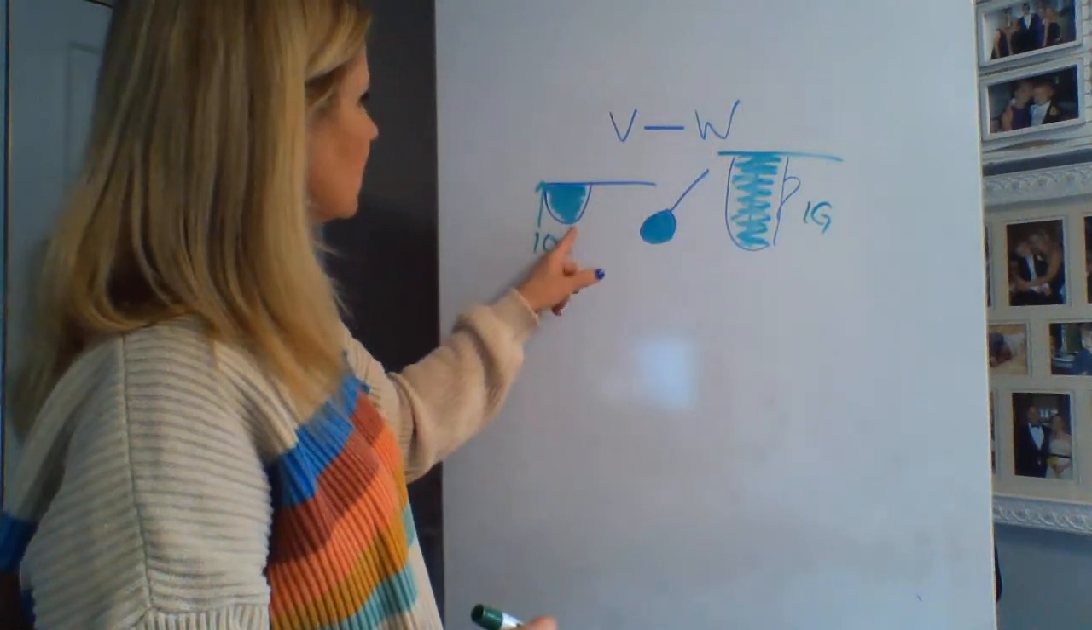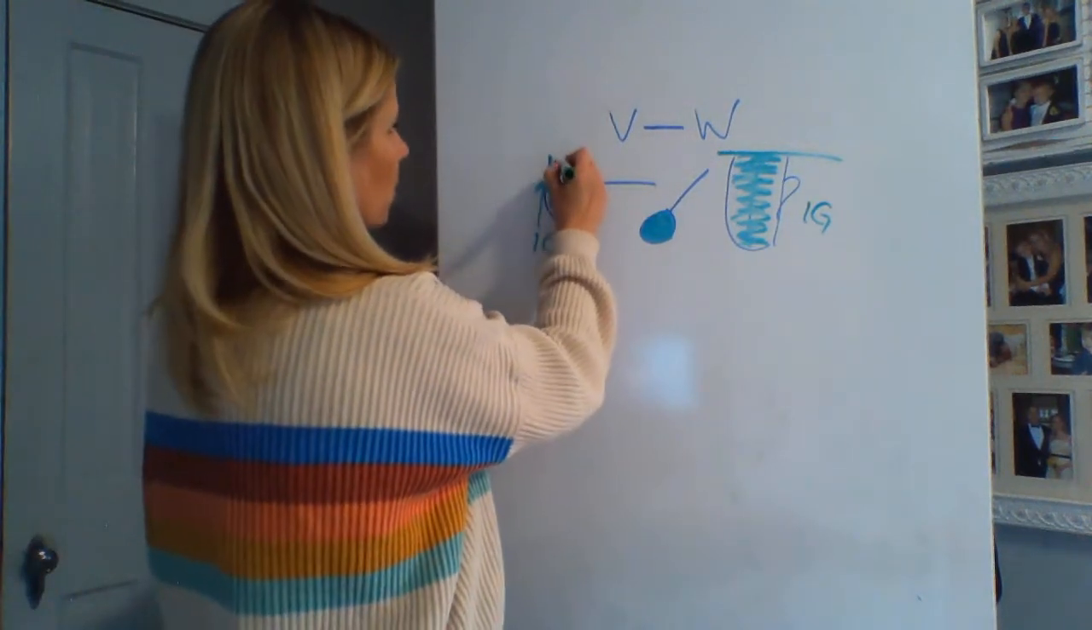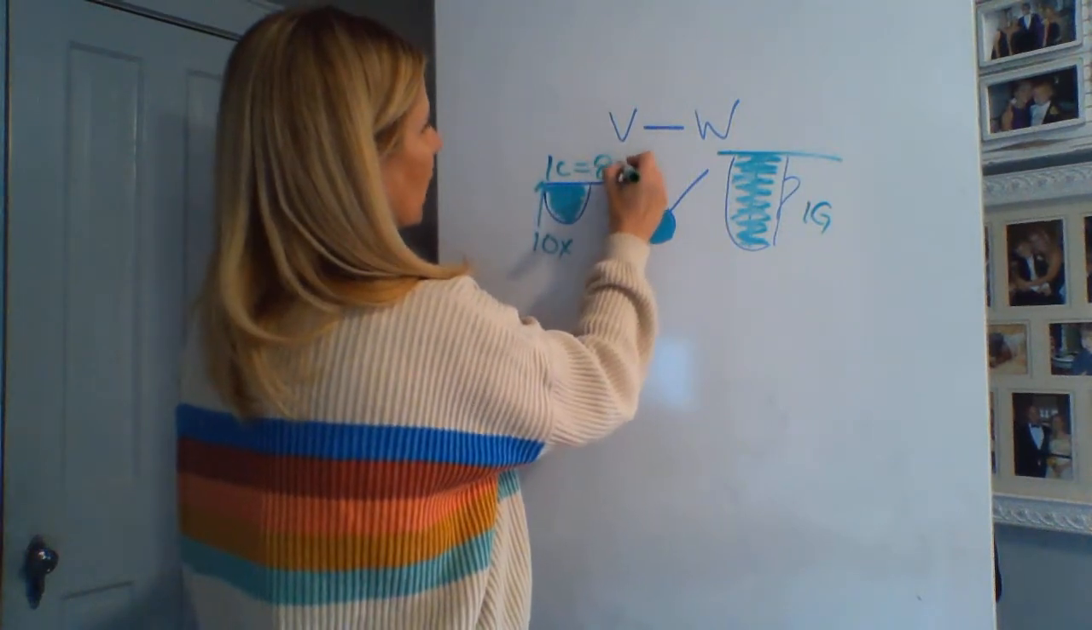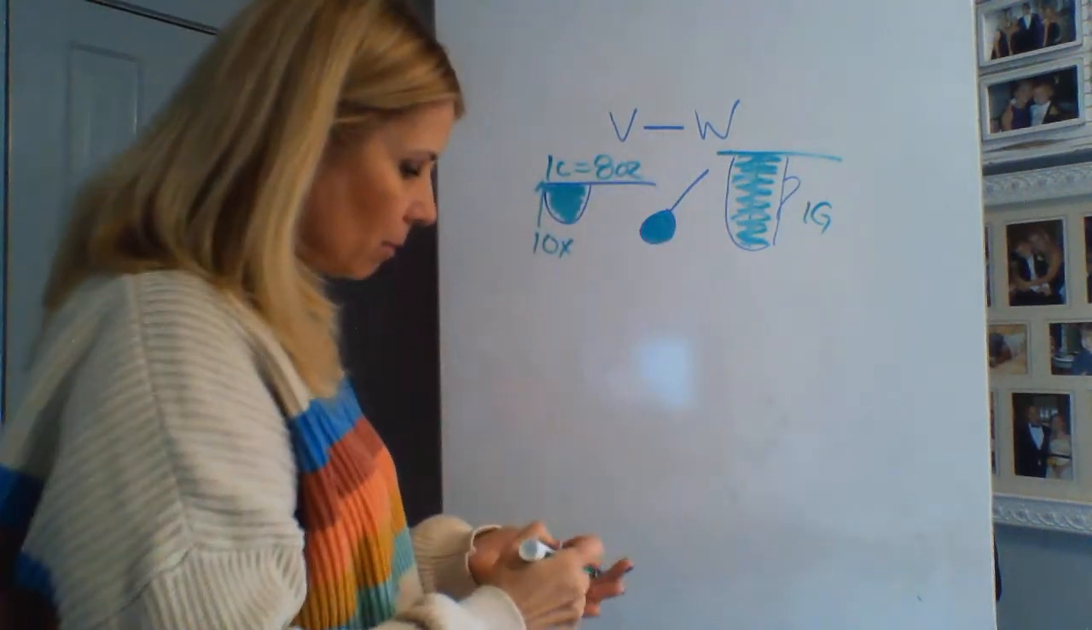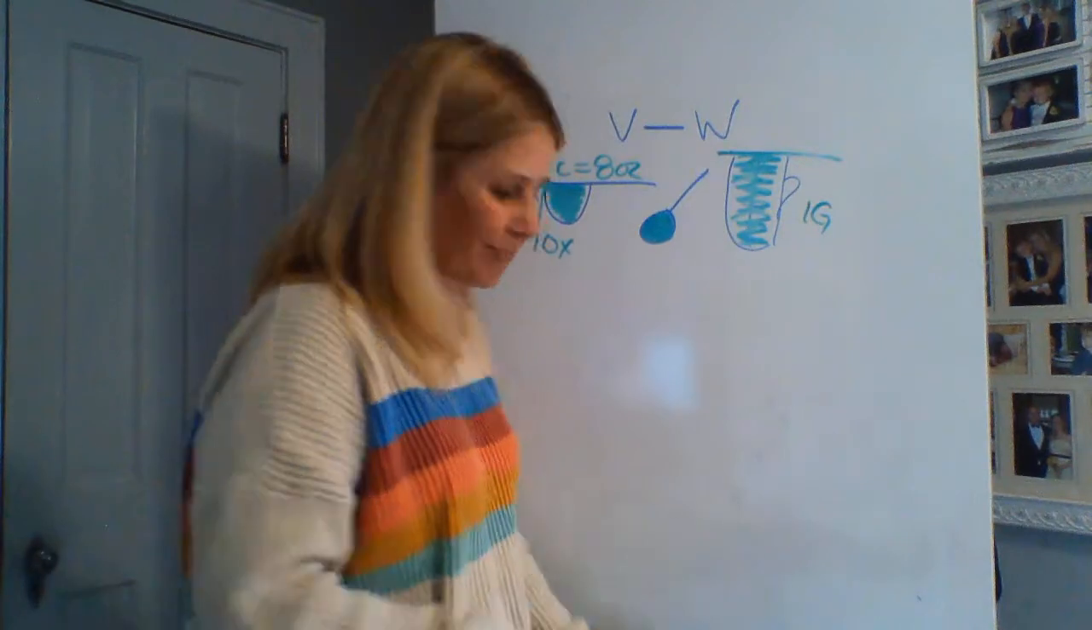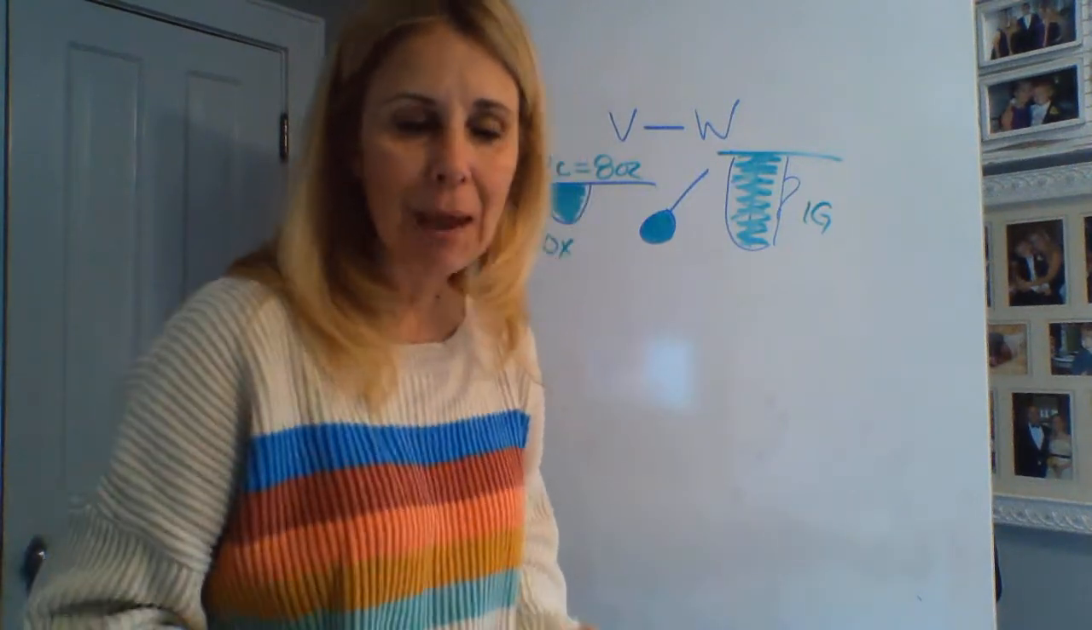Now here's the problem. We can't say that 1 cup here is equal to 8 ounces, which is weight, because in the case of all of these, they have very different masses.